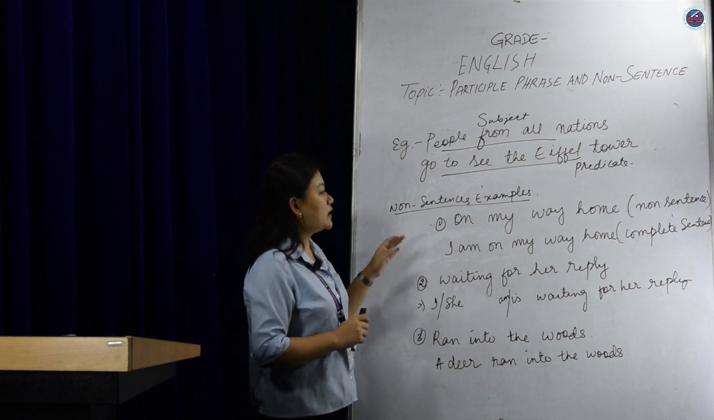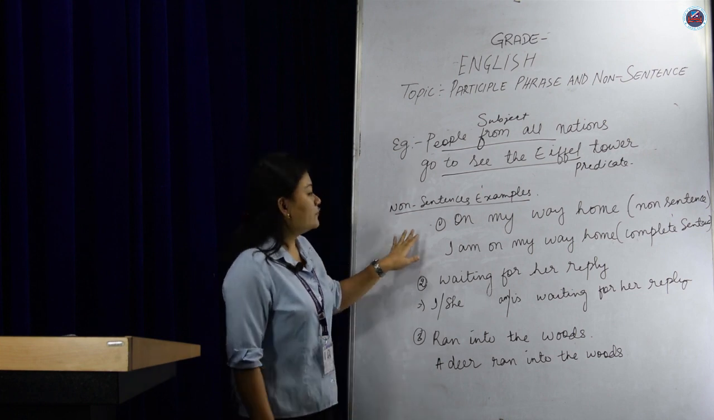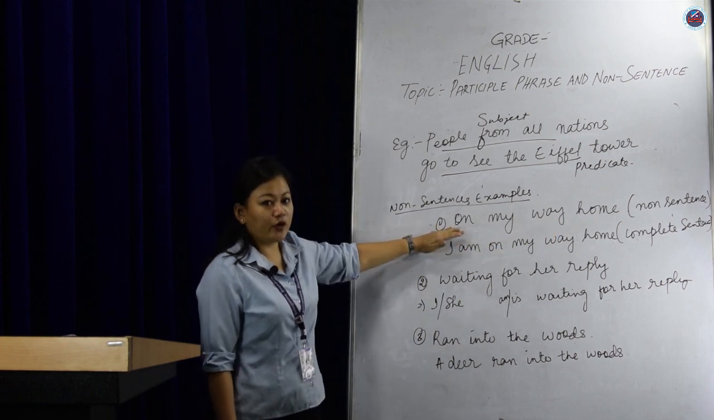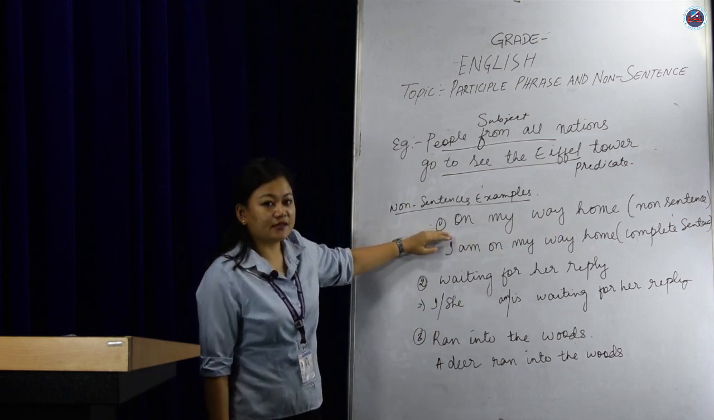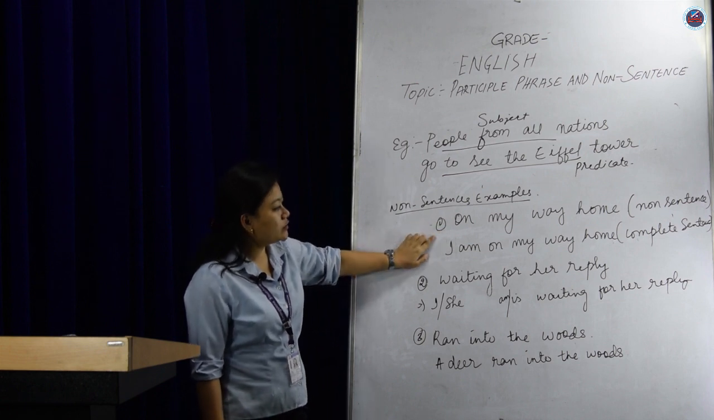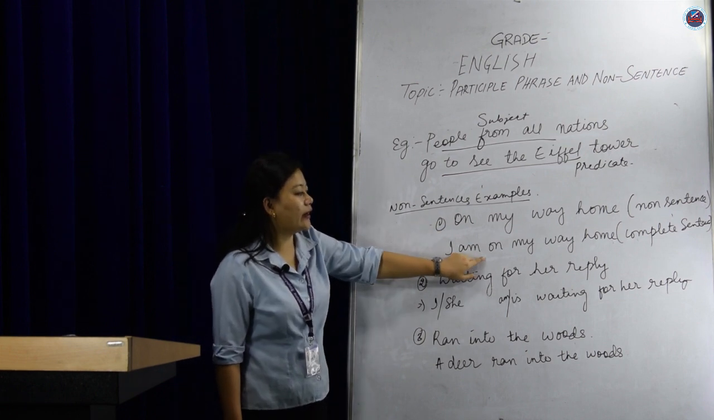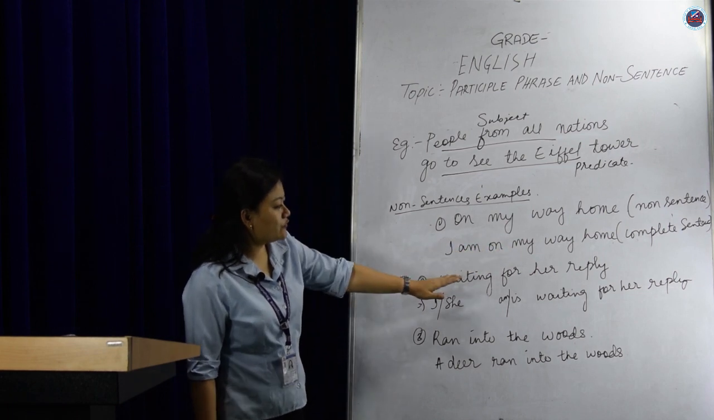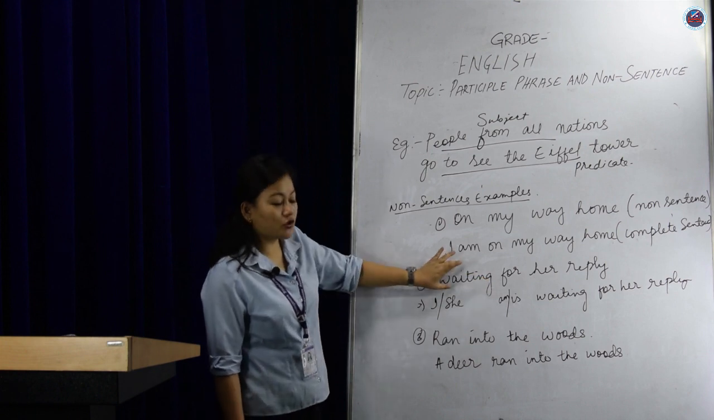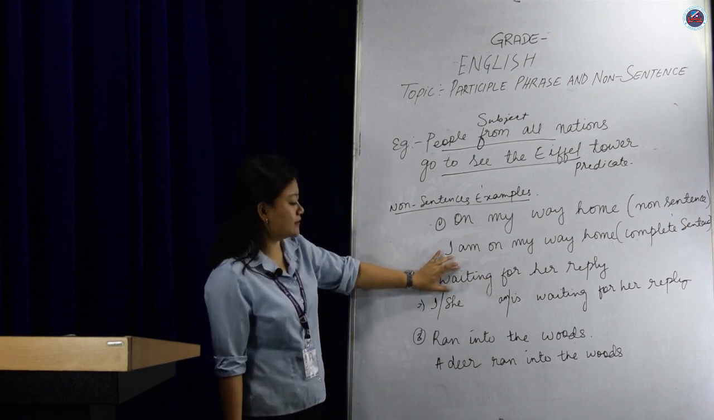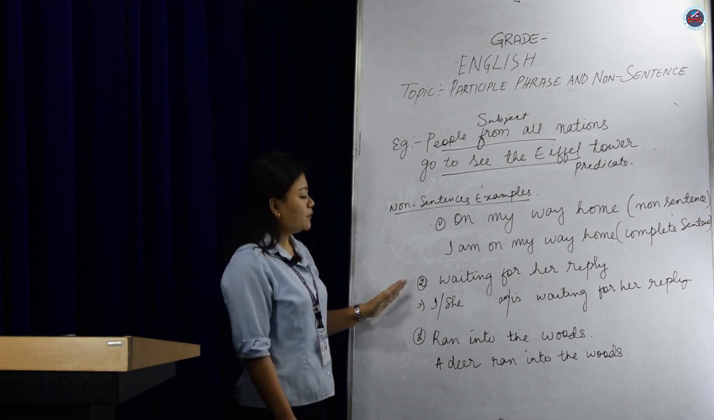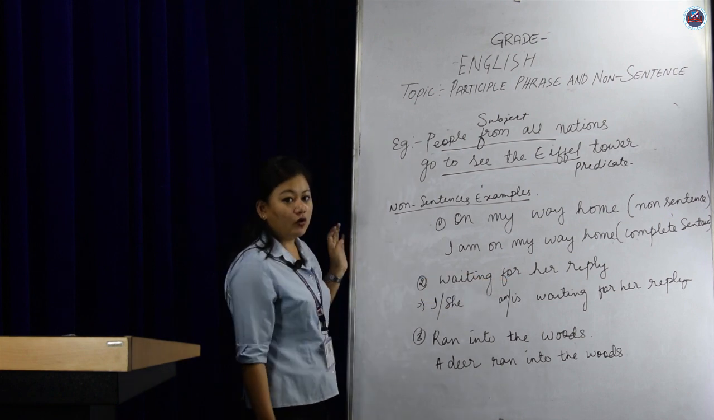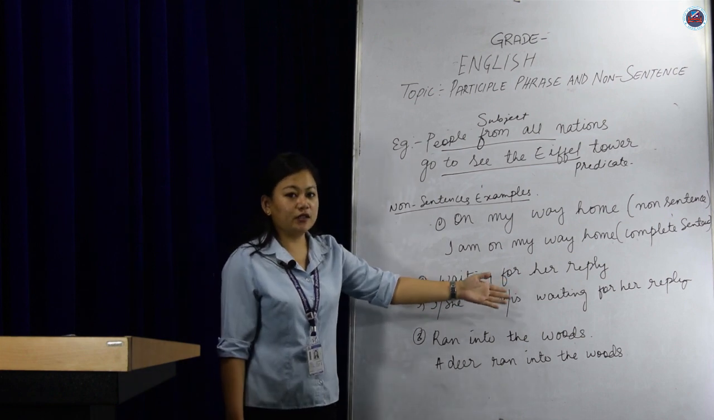Now let's look into some examples of non-sentences. First, on my way home. This is a non-sentence. Why? Because it does not give us a complete sentence. The actual complete sentence will be, I am on my way home. Now second example, waiting for her reply. This is also an incomplete sentence or a non-sentence. The actual complete sentence should be, I am waiting for her reply, or she is waiting for her reply.